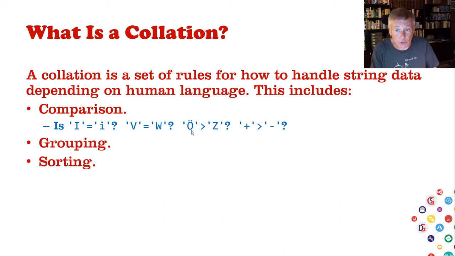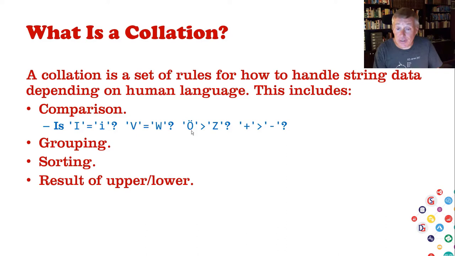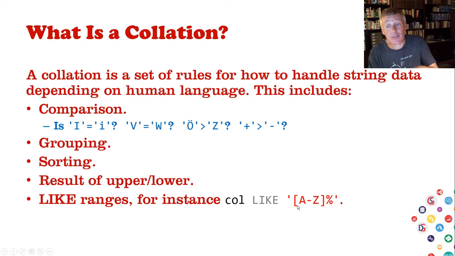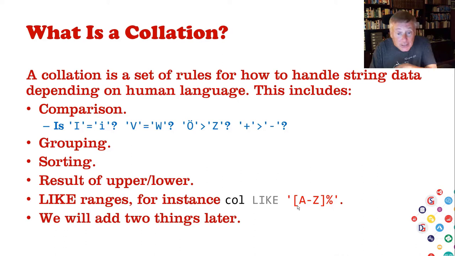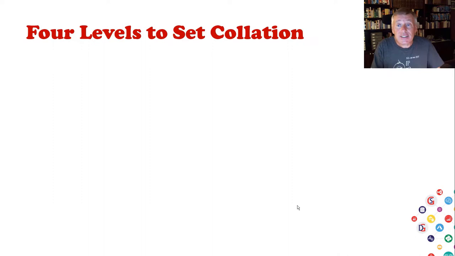Upper and lower. These functions also depend on the collation because, yes, different languages do it differently. The like ranges. Some people tend to think that these are ASCII ranges. No, they depend on the collation, and you will see an example of this towards the end. And there are actually two more things that depend on the collation, but they are not really related to language directly. So I will return to them and introduce them as we move on. Now, let's look where we define the collation in SQL Server.